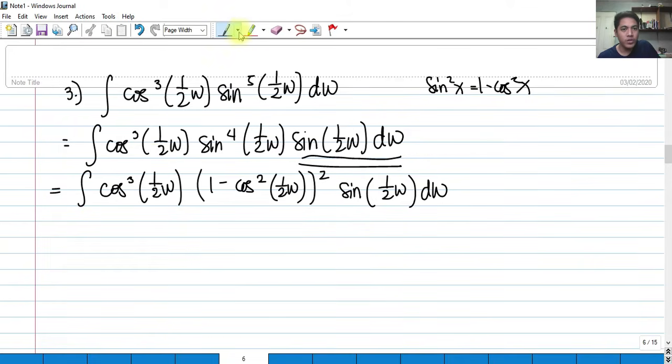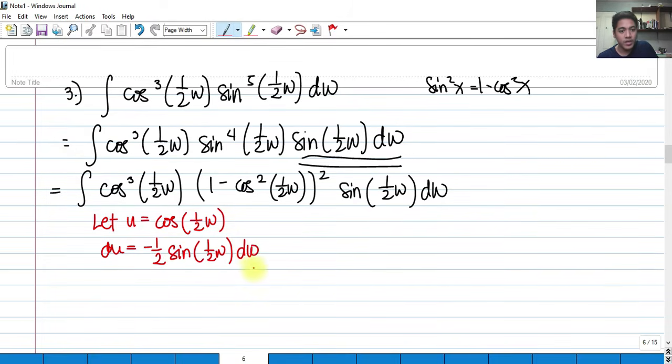And if you're going to choose u, let u equal cosine of 1/2 w. The du, the derivative of cosine of 1/2 w, is of course negative 1/2 sine of 1/2 w dw, of which sine 1/2 w dw is present. So we need a compensating factor of negative 1/2 here. We get the reciprocal of this and multiply it outside of the integral as a correction factor. The reciprocal is negative 2. So now we can perform the u substitution.